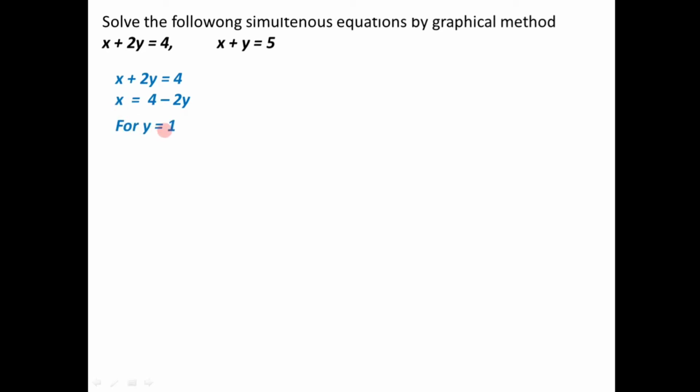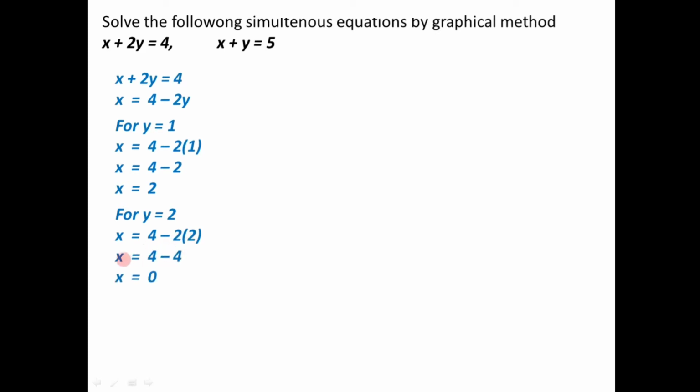For y is equal to 1, if we replace y in this equation by 1, we get x is equal to 4 minus 2 into 1. So x is equal to 4 minus 2, that is 2. When y is equal to 1, we get the value of x as 2. In the same way, for the second value, y is equal to 2, the equation becomes x is equal to 4 minus 2 into 2. 2 into 2 is 4, so x is equal to 4 minus 4, that is 0. So when y is equal to 2, we get x is equal to 0.